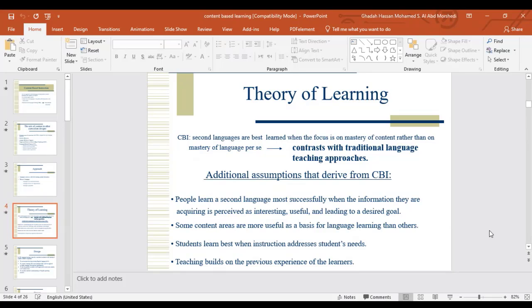And also when we have some content areas, they can be the basis for learning what? The language. For example, if you are an engineer, okay, all the topics or the themes you are discussing will be related to the engineering field, but still what? You're learning a language. If you are in medical fields, also you will learn some terms, lexicons, and all that, but it will be in that field. So you are actually learning a language.